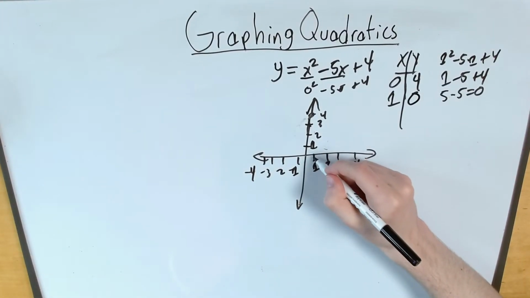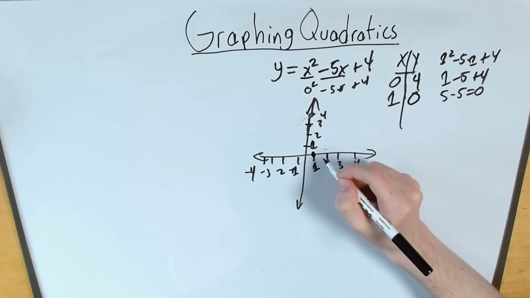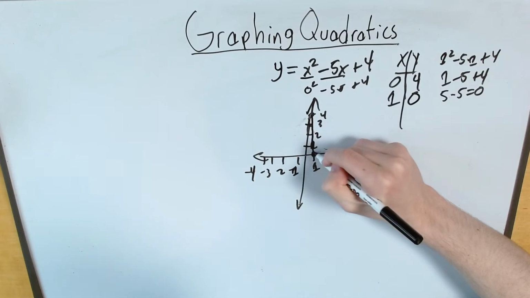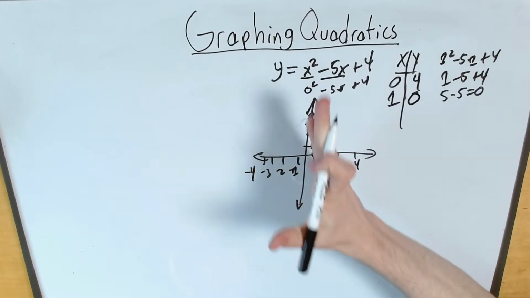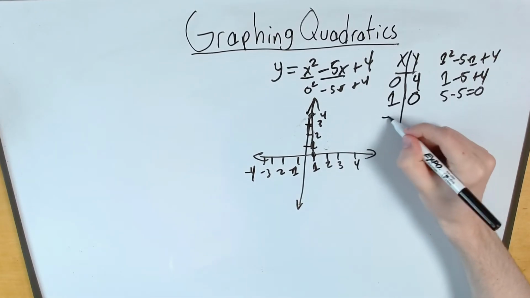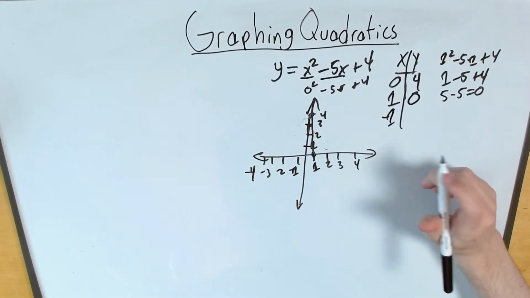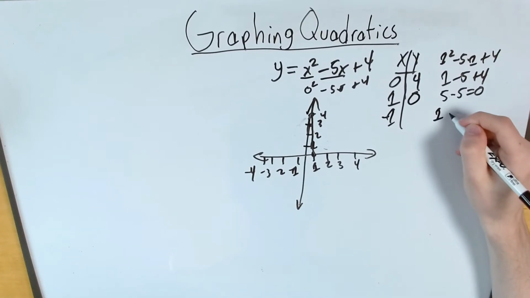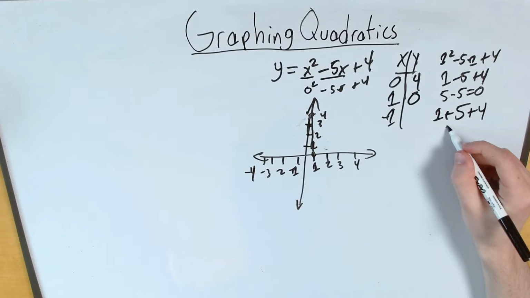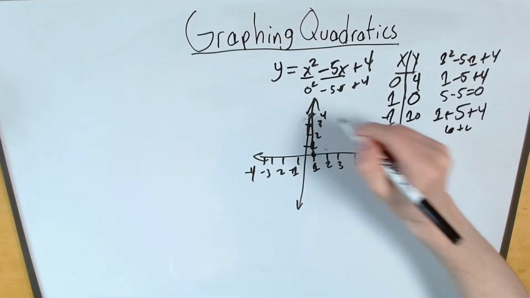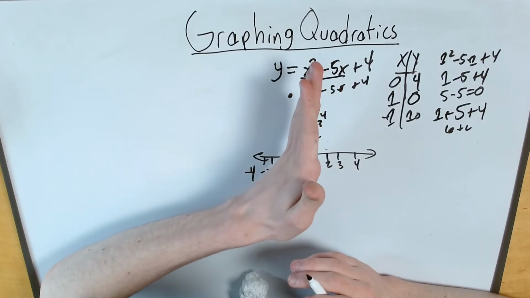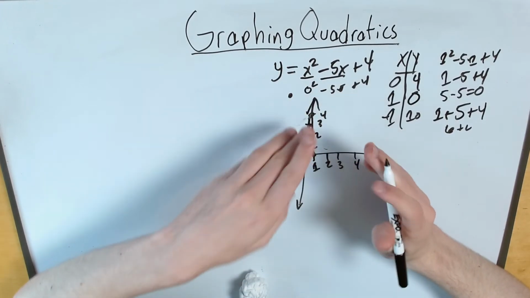So at 1, 0. So it seems pretty clear that if we were to connect these points, we're coming up this way, right? And if I plug in -1, just to be sure, I get 1 plus 5 plus 4. That's 6 plus 4, that's 10. 10 is all the way up here. We're not coming up to 4. No, we're going up from 4.